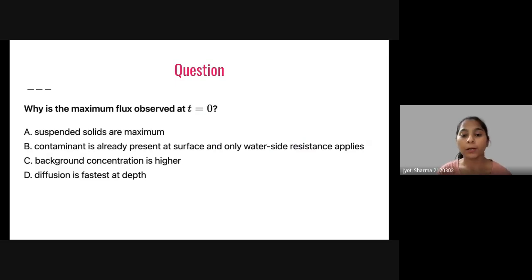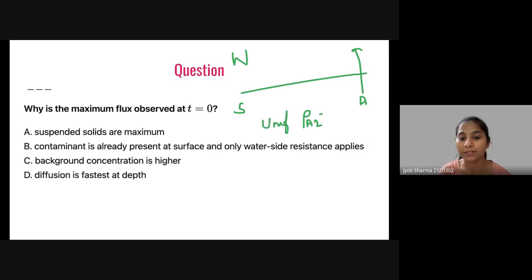As I told you, again I'm drawing the same thing. This is your sediment part, and this is your water part, and your A is moving from here to here. Initially, what we are assuming is that the concentration of your ρ_A2 is equal everywhere, so it is uniform. Initially this is ρ_A2 naught. So everywhere the concentration of A is uniform at time t equal to 0.